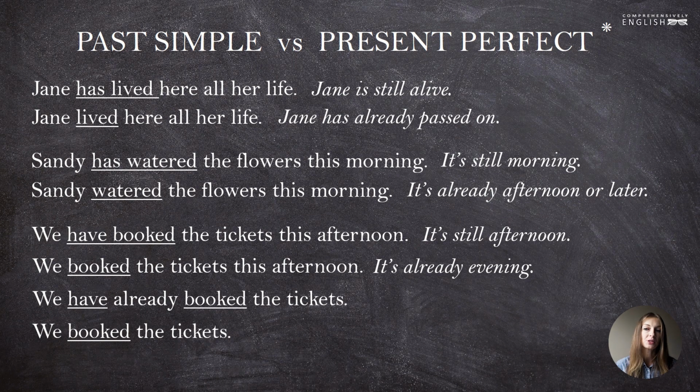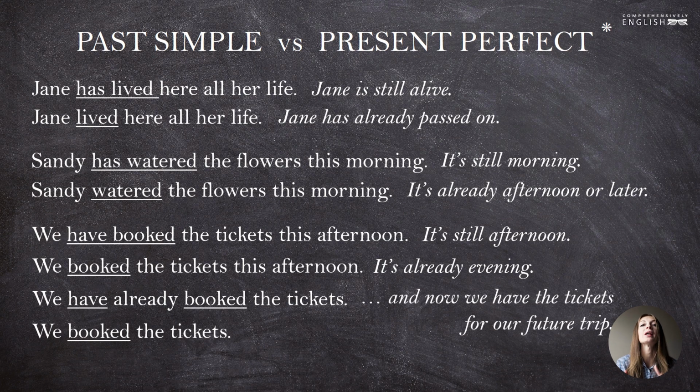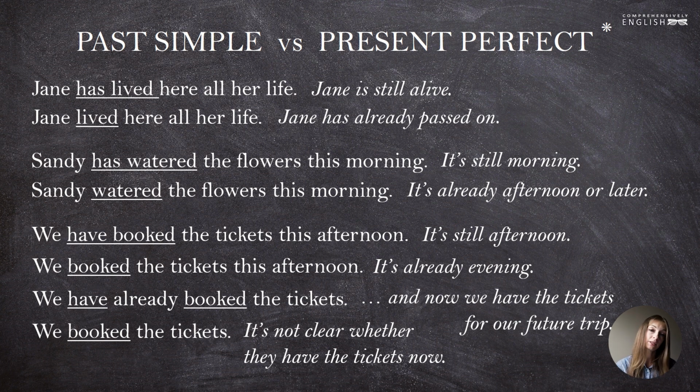"We have already booked the tickets." This sentence draws our interlocutor's attention to the fact that now we have the tickets. We have already booked them. And "We booked the tickets." In this case, it's not clear whether they have the tickets or not. This sentence only tells us that such a thing as booking the tickets happened at some point in the past. "We booked the tickets" is not connected to the present. It does not show us any result in the present.